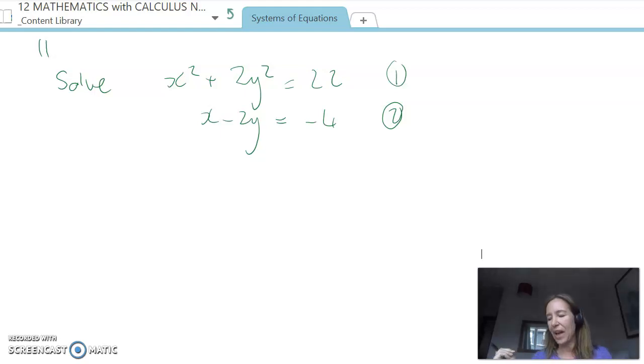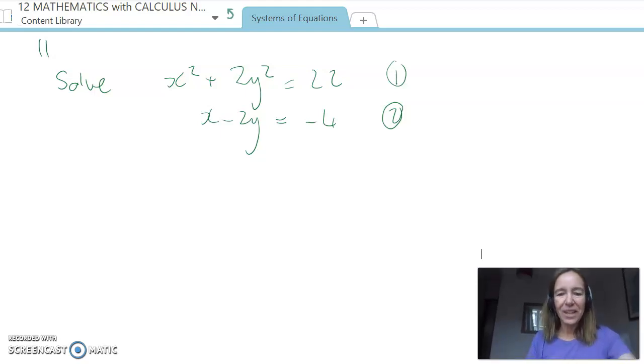Okay, hey there. So I'm looking at question 11. We are just going to solve this. You have actually been given an ellipse because there is a value in front of the y squared. It just means that it's not quite a circle. It's just got a different sort of gradient on the y-axis.